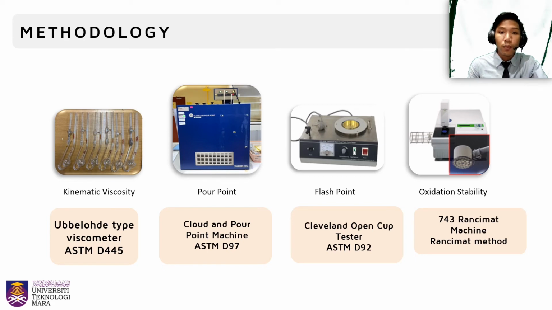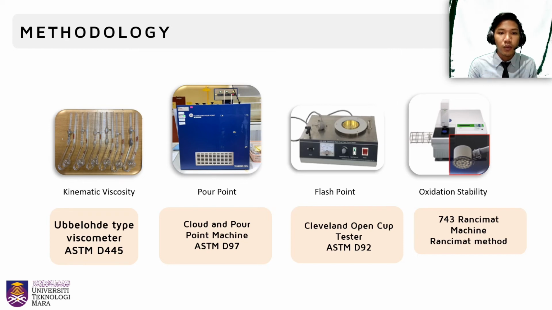For the pour point test, a cloud and pour point machine will be used according to ASTM D97. The pour point is determined when the oil shows no movement when held horizontally for 5 seconds. In the flash point test conforming to ASTM D92, a Cleveland open cup tester will be used.